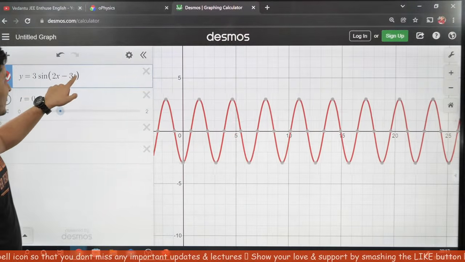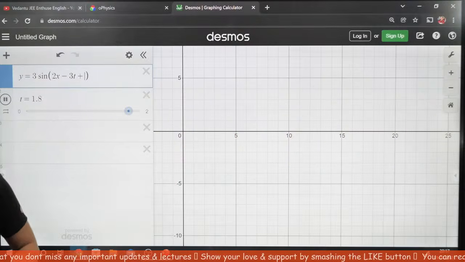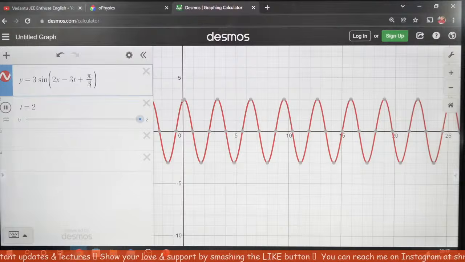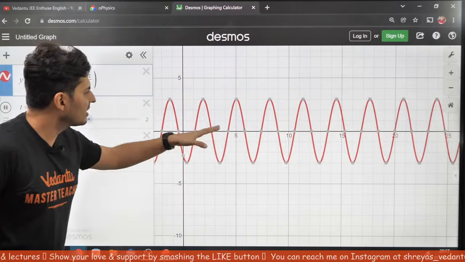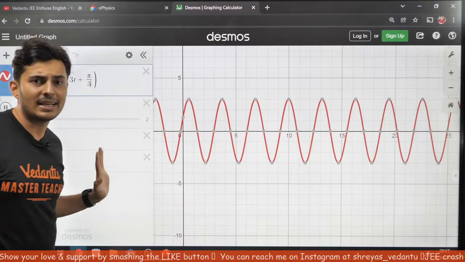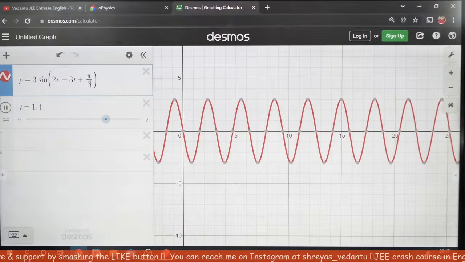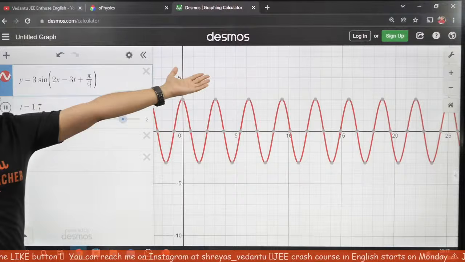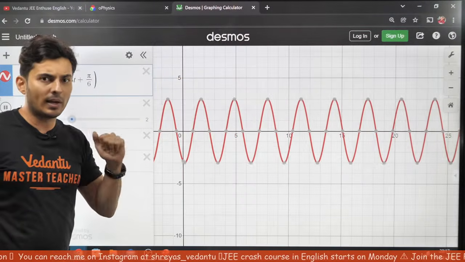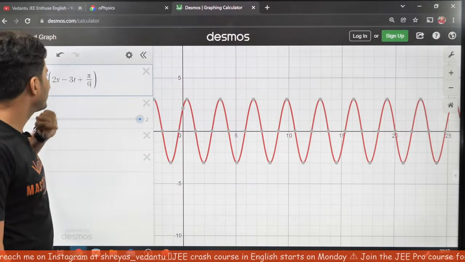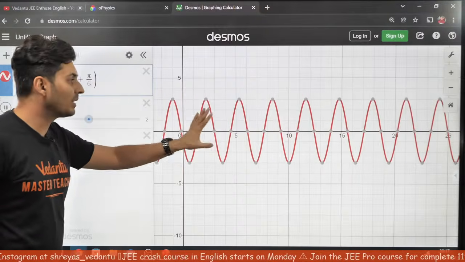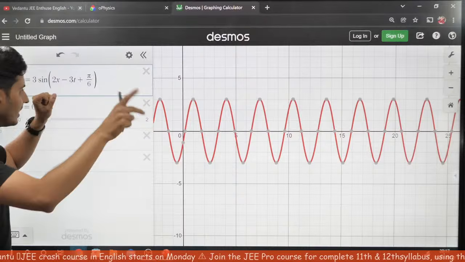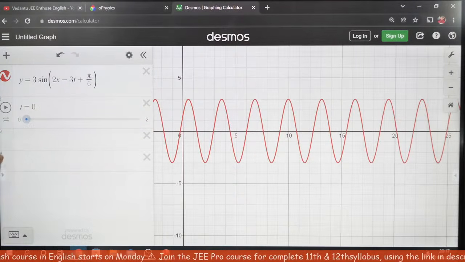Now, imagine I put something like plus pi by 3. Now you will be like, sir, there is no change. It's still looking the same. Okay, let's try some other number. Let's say pi by 6. There is no change at all. Then you'll be like, sir, what is that constant doing? Well, you cannot see what the constant is doing right now, but if you pause it, take a snapshot, then it will make sense. Let's bring it back to 0.